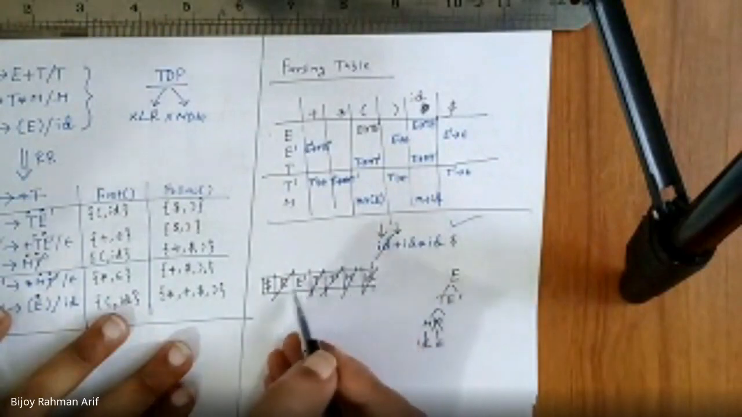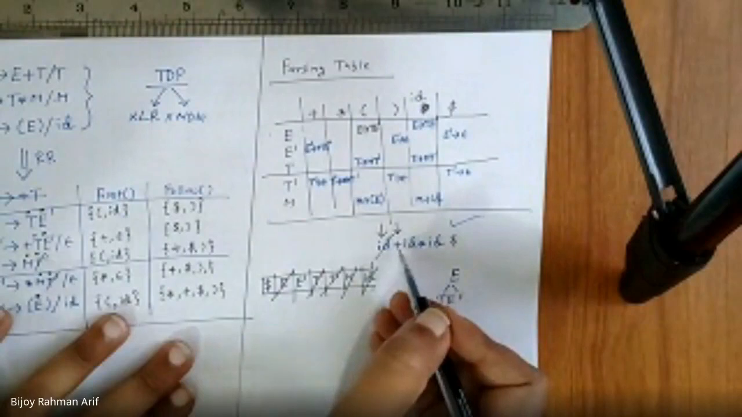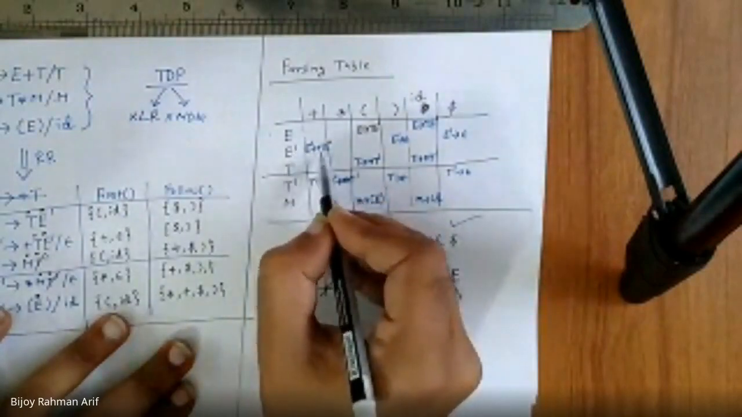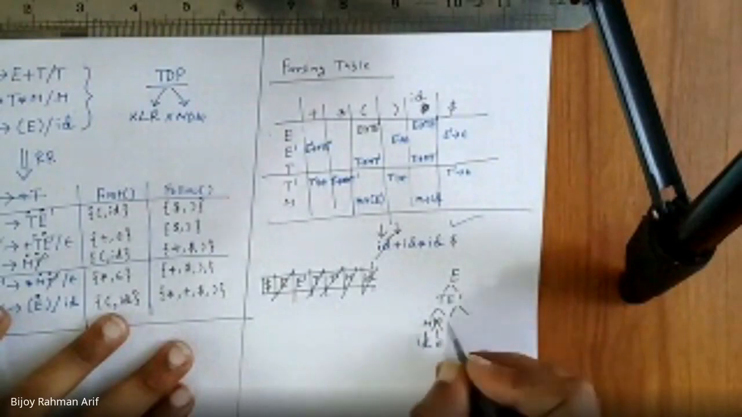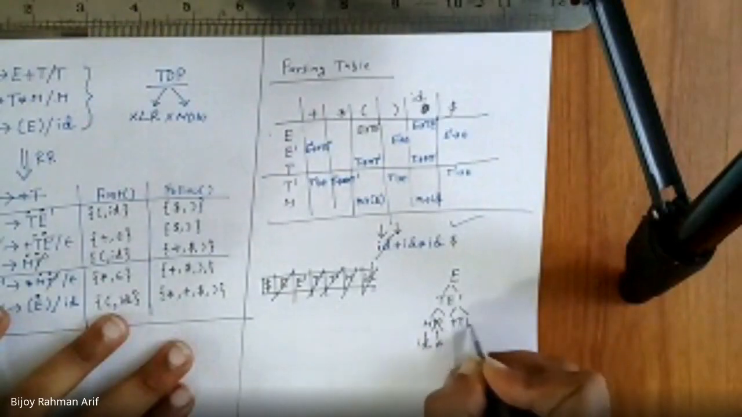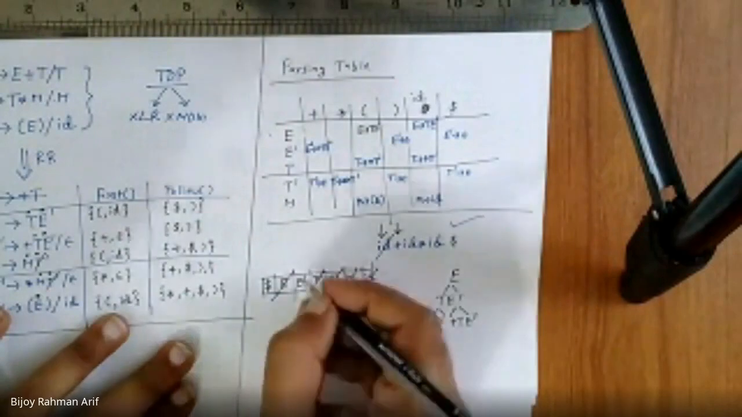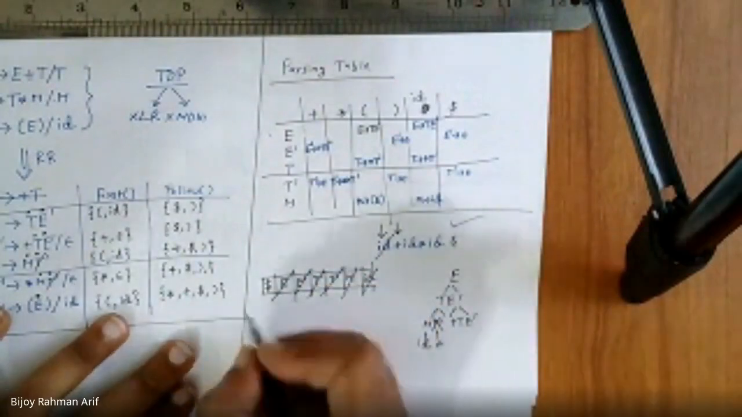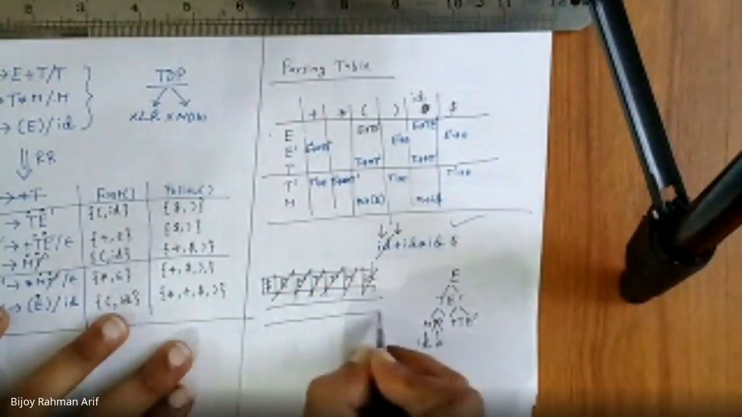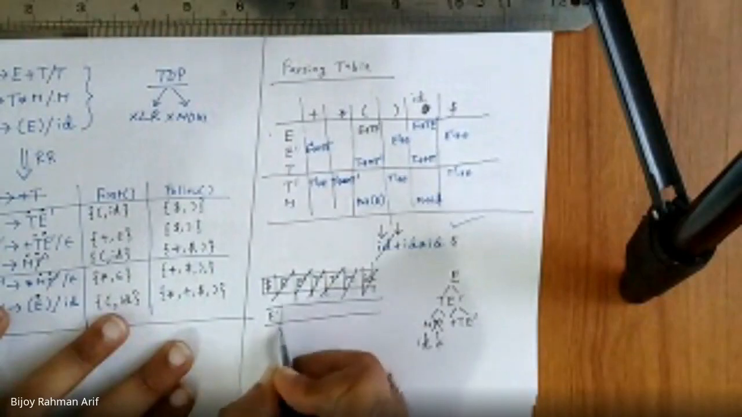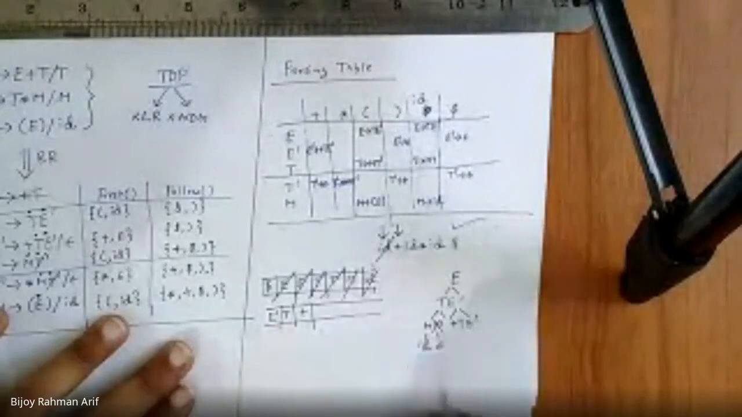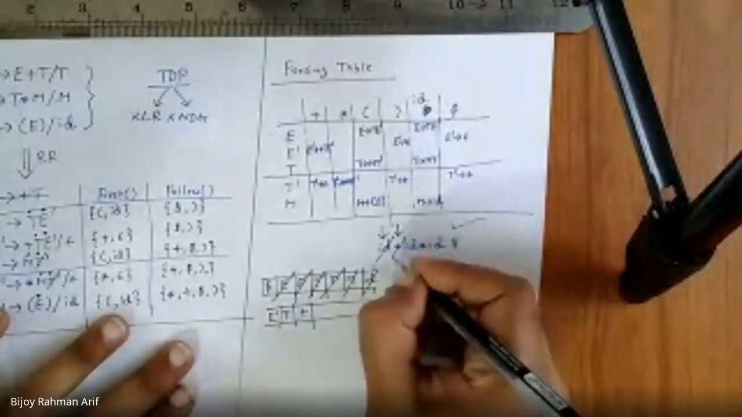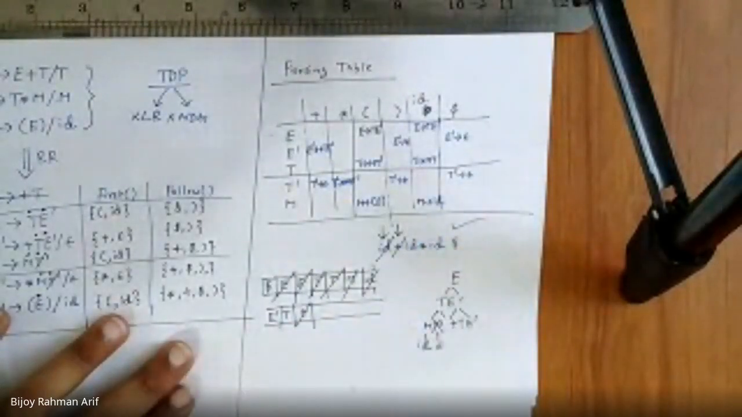Now the topmost entry in the stack is E dash. E dash is seeing plus. So E dash should become plus T E dash. So I'm going to remove this one and put it in the reversal. So E dash, then T and plus. Then plus plus match. So I'm going to remove plus.